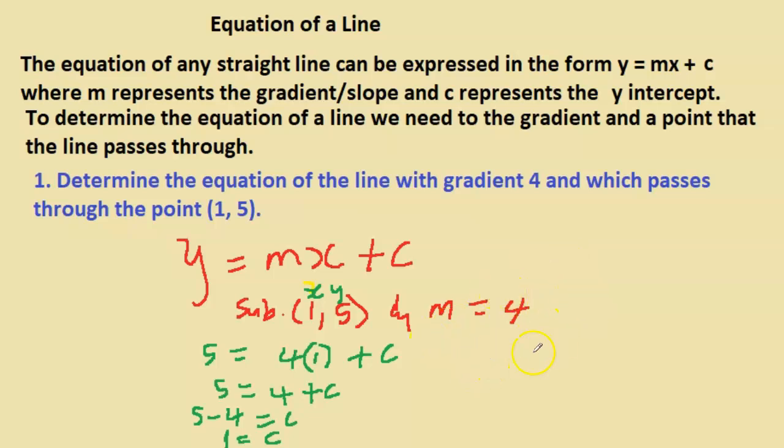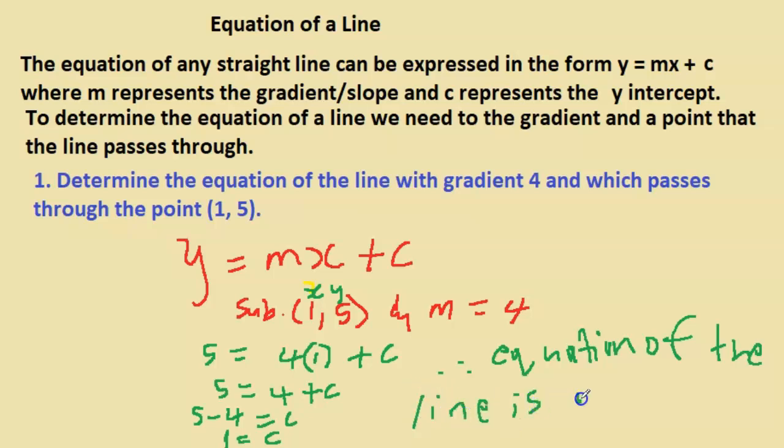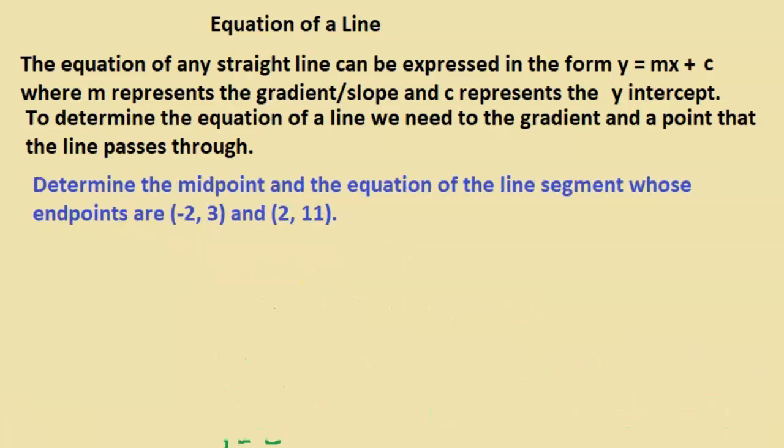So therefore, the equation of the line is always y equal mx plus c. But you have to put in the value for m, which we were given. m is 4, the gradient. So 4x, and c, we just calculated c. So that's our solution. The equation for the line is y equal to 4x plus 1. Let's look at another one. Next problem.